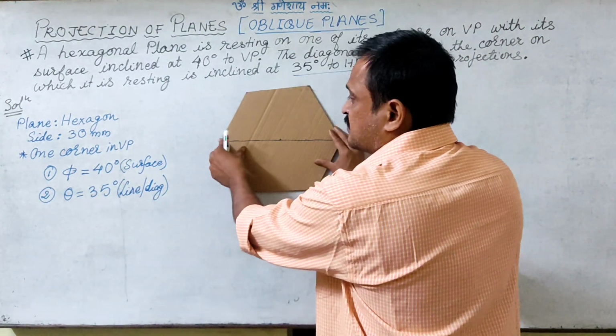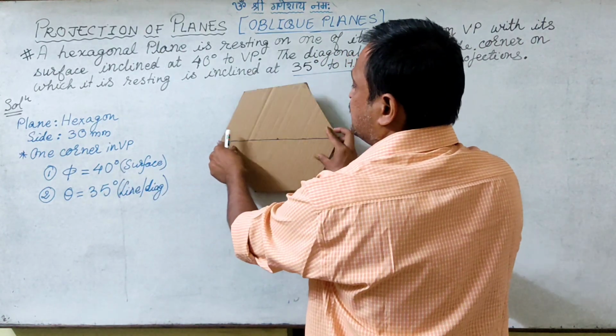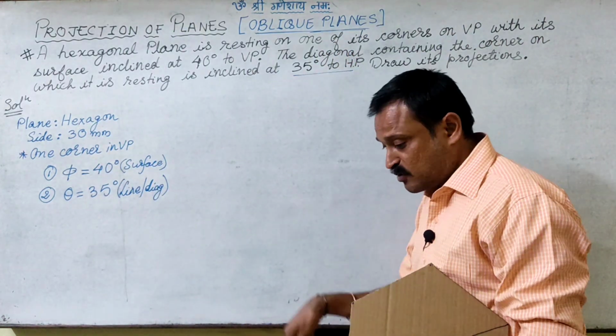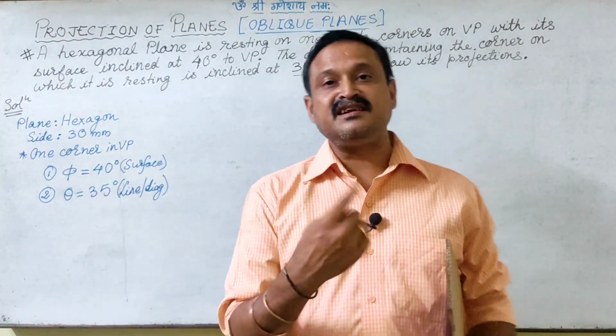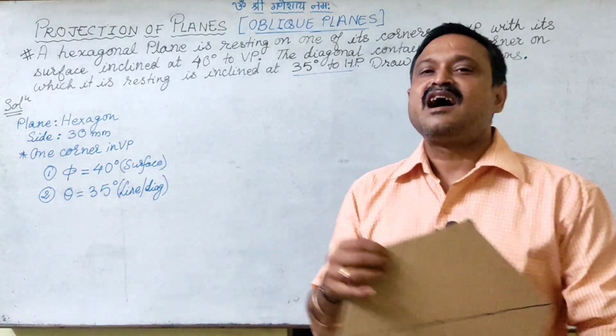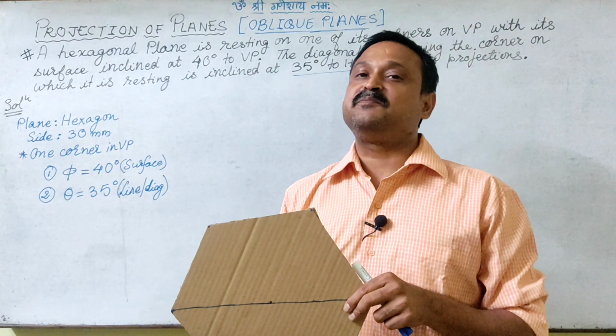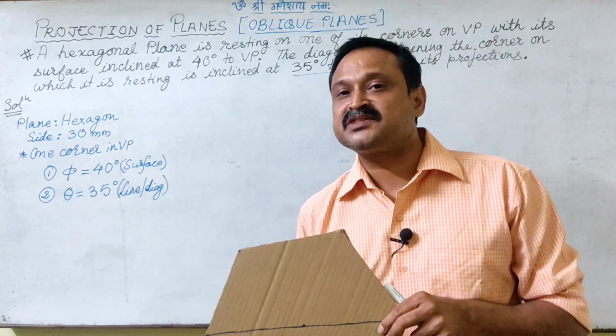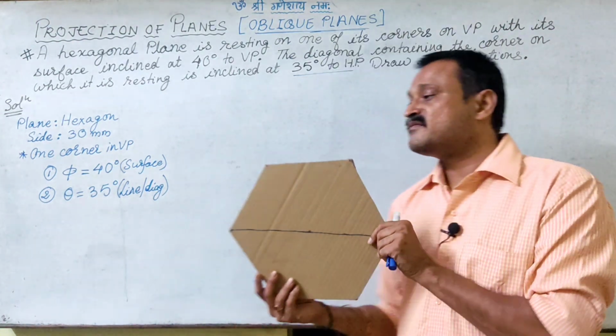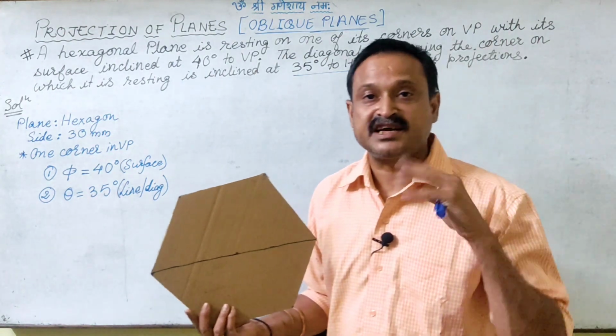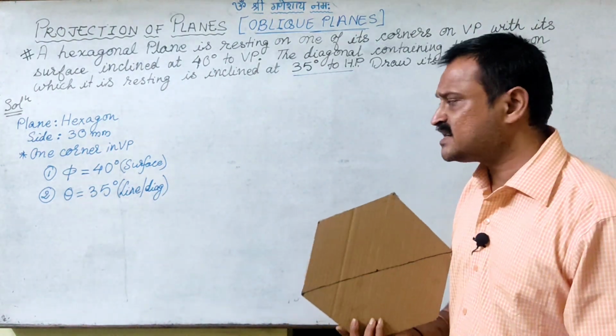Why? Again, the surface inclination is phi, and phi is visible in the top view, and to draw surface inclination, I need the trace. How can I get the trace? When it is perpendicular to the HP. And how can I ensure that it is perpendicular to HP? When I make it parallel to VP. So that is how we have to analyze.